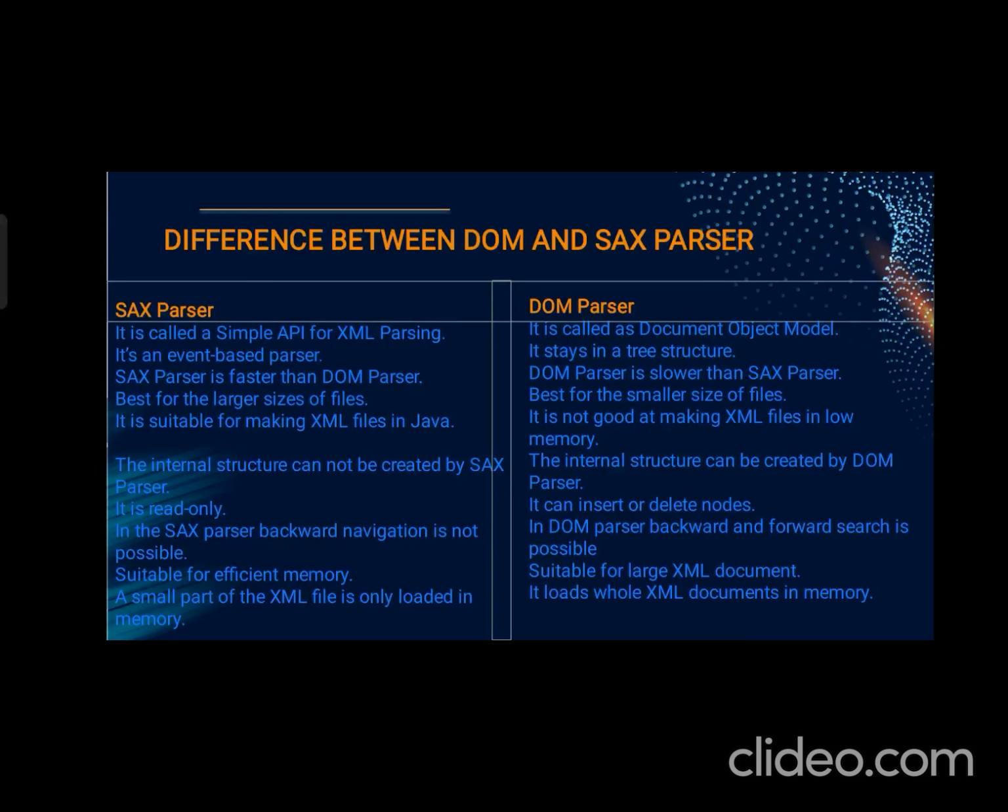In SAX Parser, we can't go backward in direction, while in DOM Parser, we can go backward in direction. The SAX Parser cannot create its internal structure, while DOM Parser can create its internal structure.